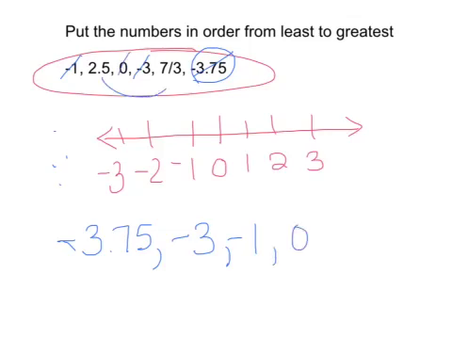And then now I've got to decide between 7/3 and 2.5. One's a fraction, one's a decimal. I'm going to think about them both as decimals for a second. 7/3 is also 2 1/3. So that's actually a little bit less than 2.5. So there, I was able to put all these numbers in order from least to greatest. All right, let's see what else we can do.